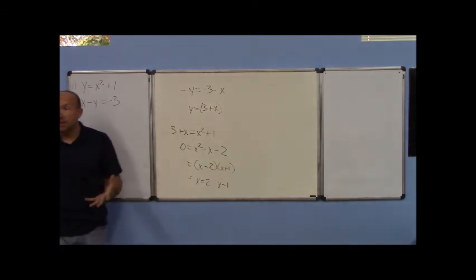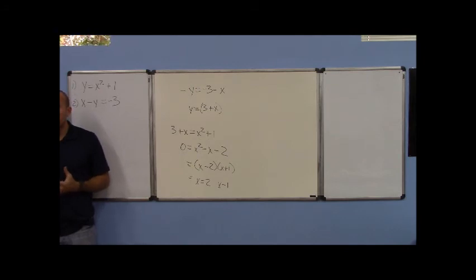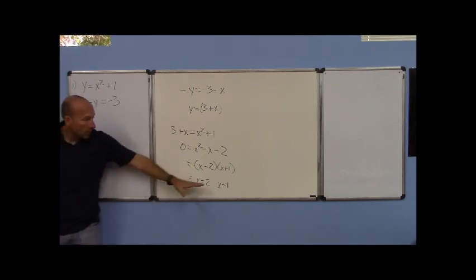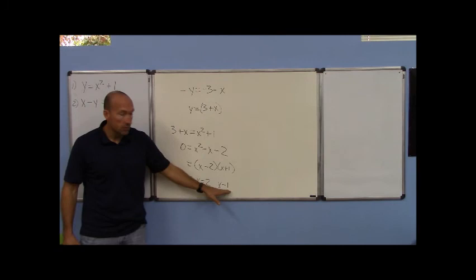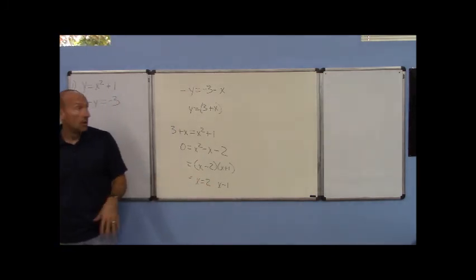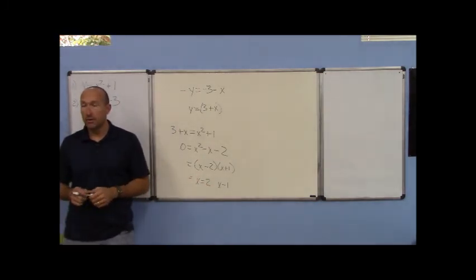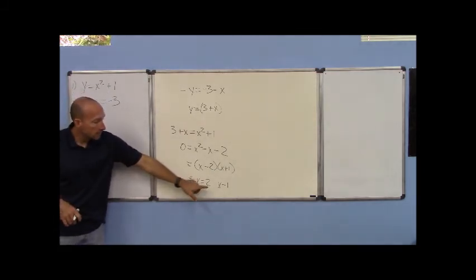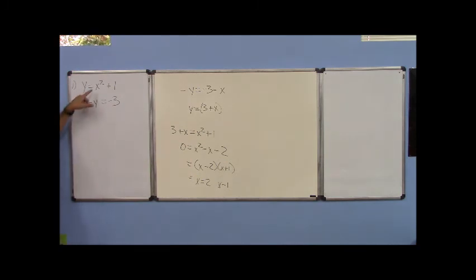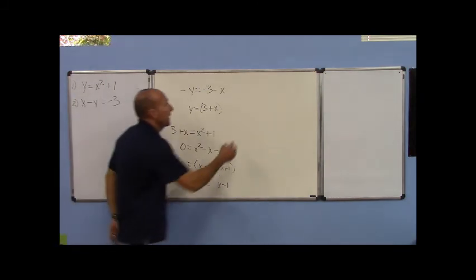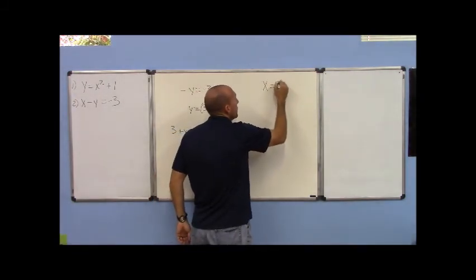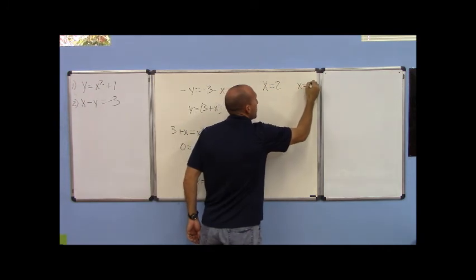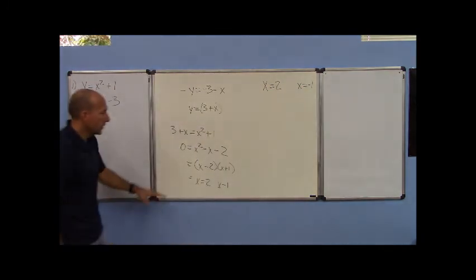Okay, so just as before in quadratic equations, we end up with 2 possible answers. Well, here we have 2 possible answers. There's 2 values for x, which means we're going to have 2 values for y, right? Okay, so same thing, we can plug in this 2 for x and find out what y equals. So we have x equals 2 and x equals minus 1. So let's do this one first.